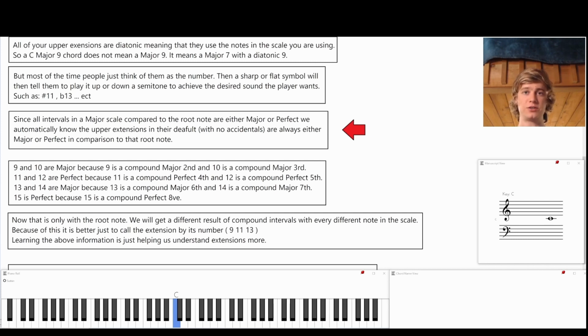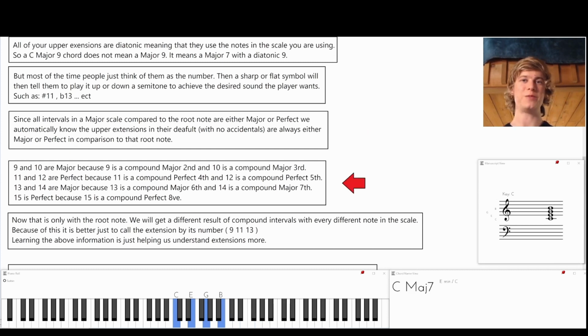And that is that I have a major second, a major third, a perfect fourth, a perfect fifth, a major sixth, a major seventh, and a perfect octave. So as you can see, starting from that root note, everything is either major or perfect. So that means if I make a chord starting from C, so let's say I do a C major 7 chord, that means if I add my diatonic upper extensions, I know they're either going to be major or perfect. So in this case, I have a compound major second, a compound perfect fourth, and a compound major sixth.